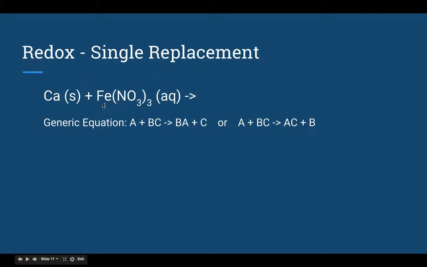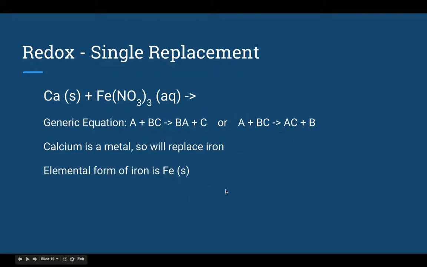So we're going to end up with iron on its own here, and calcium is now going to ionically bond with nitrate. So we need to know what the formula is for calcium. Calcium is a metal, so basically we're just using this generic equation. And we need to know what the elemental form of iron is and the charge that calcium takes, right? Because if calcium is going to be in an ionic bond, we need to know what charge it's going to have. So iron, like we said, is just going to be Fe. All right, so that one's easy.